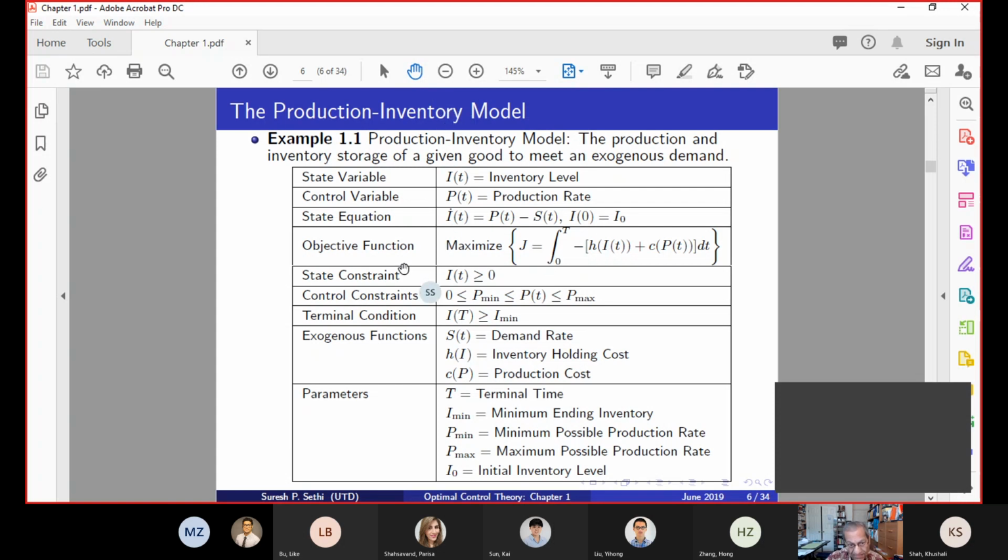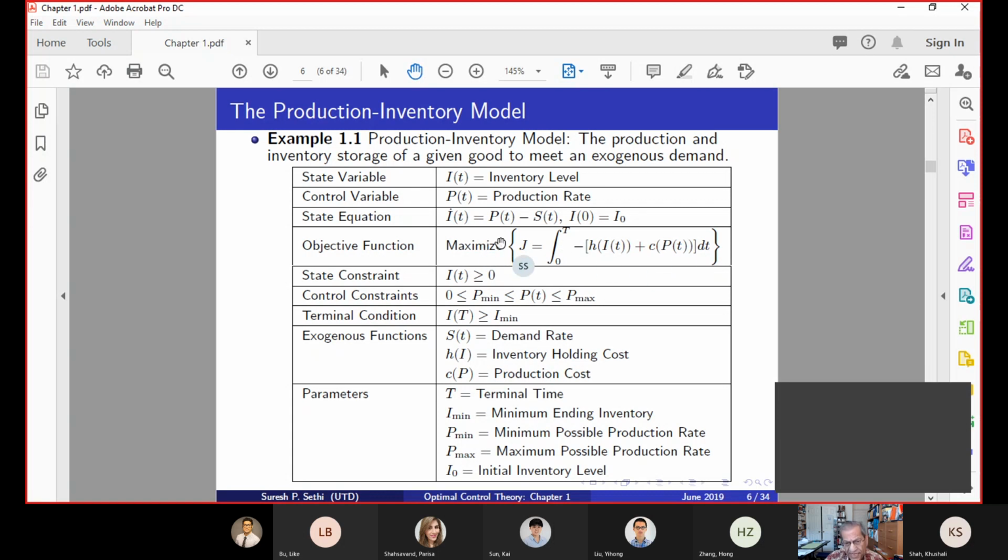Now let's look at the objective function. The cost of inventory is called the cost of holding inventory. It's given by h(I(t)). And the cost of production is given by c(P(t)). When I produce something, it costs me. So this is the cost of inventory, and this is the cost of production. But since I want to minimize the cost, I want to maximize the minus of the cost.